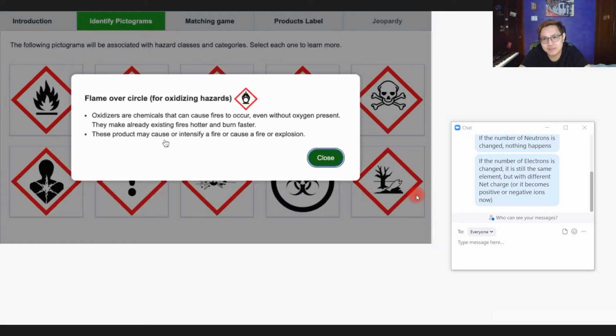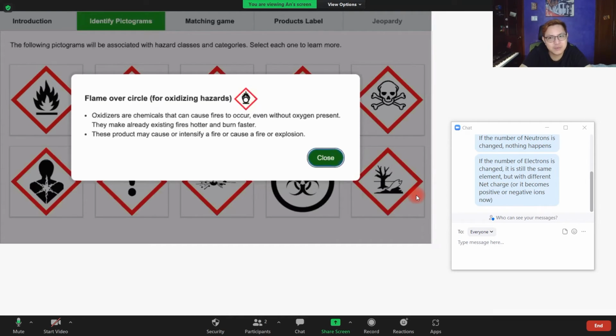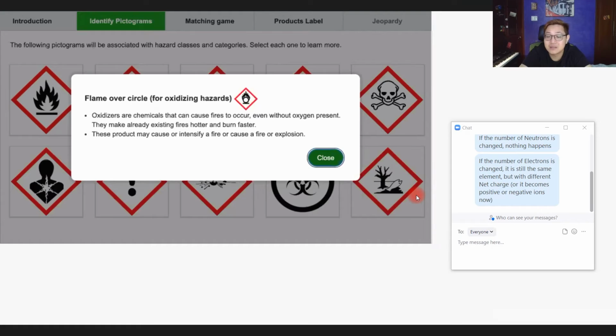These products may be oxidizers, for example, concentrated acids. They oxidize very well, and basically they just cause fire, even without oxygen present there. So they are dangerous. These products may cause or intensify fire, or cause a fire or explosion.